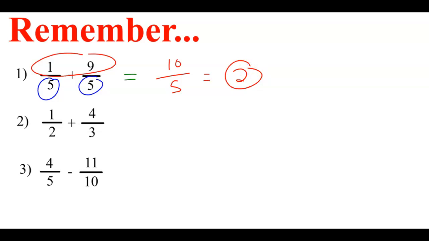Okay, so common denominator. On number 2, these do not have a common denominator. And 2 does not multiply into 3, and 3 does not multiply into 2. So what we need to do is multiply them to be the least common multiple that 2 and 3 go into, which would be 6. So if you multiply 2 times 3, but beware, you also have to do that same thing to the numerator in order to keep your fraction balanced.